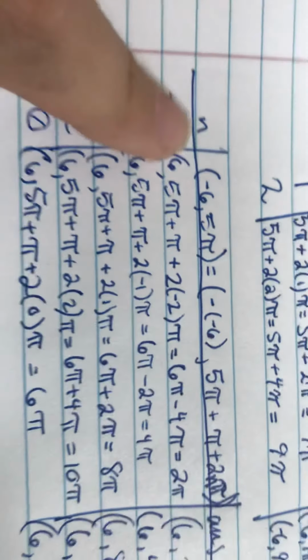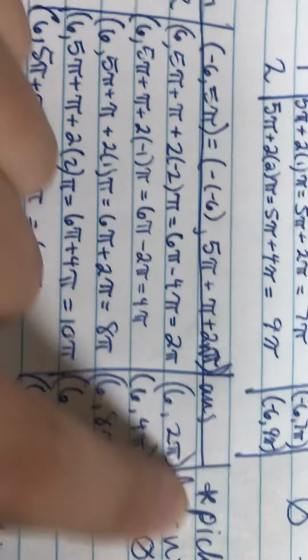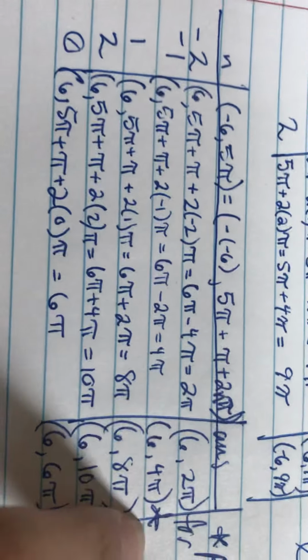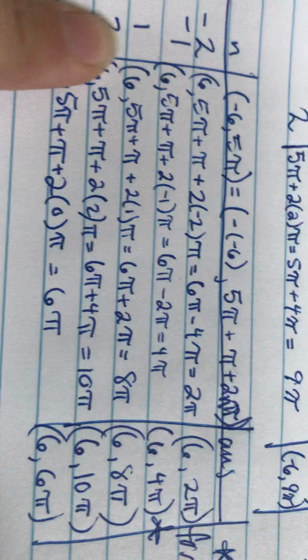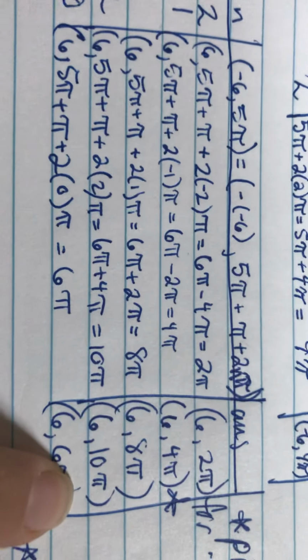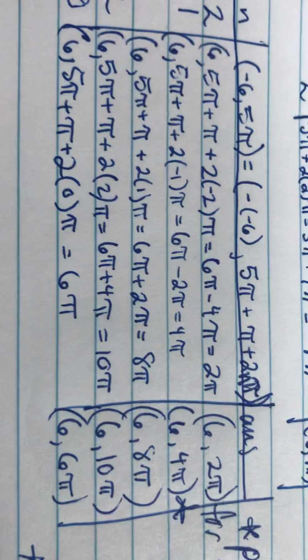So when I plugged in -2 as n, I got (6, 2π). When I plugged in -1 as n, I got (6, 4π). When I plugged in 1 as n, I got (6, 8π). For 2, (6, 10π). And when I plugged in 0, I got (6, 6π). So since we did that, which results match the choices provided?